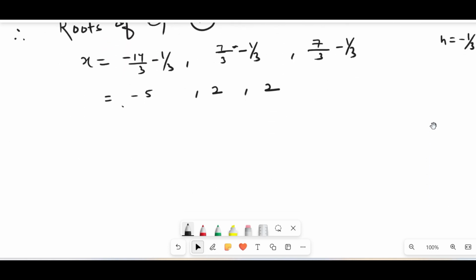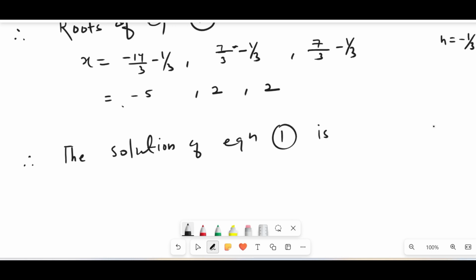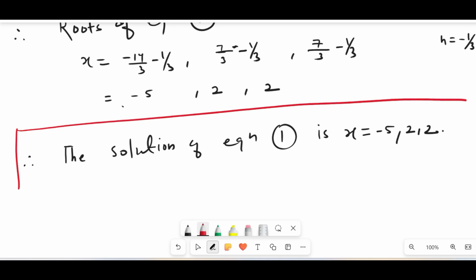So therefore the solution of the given equation 1 is x equal to negative 5, comma 2, comma 2, and this is our required final answer.